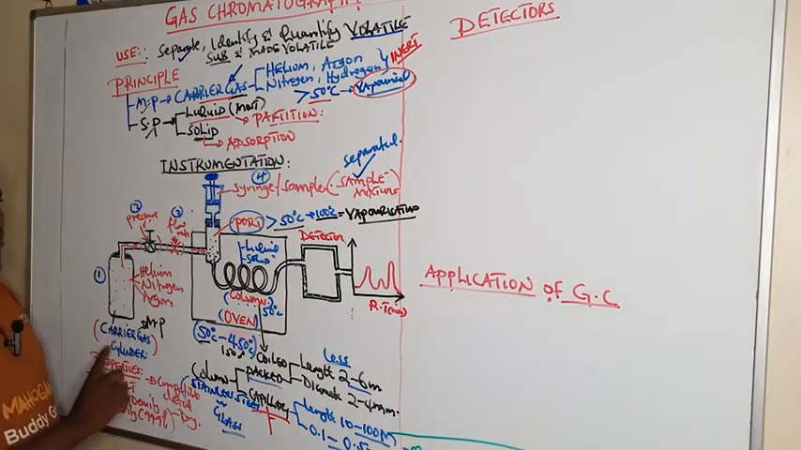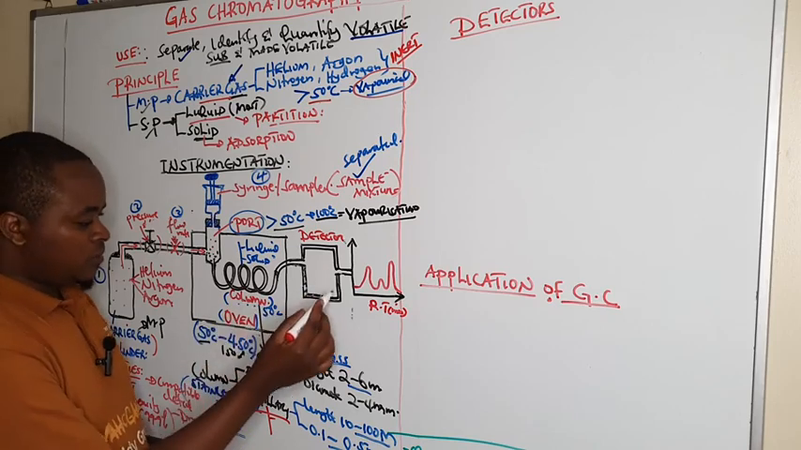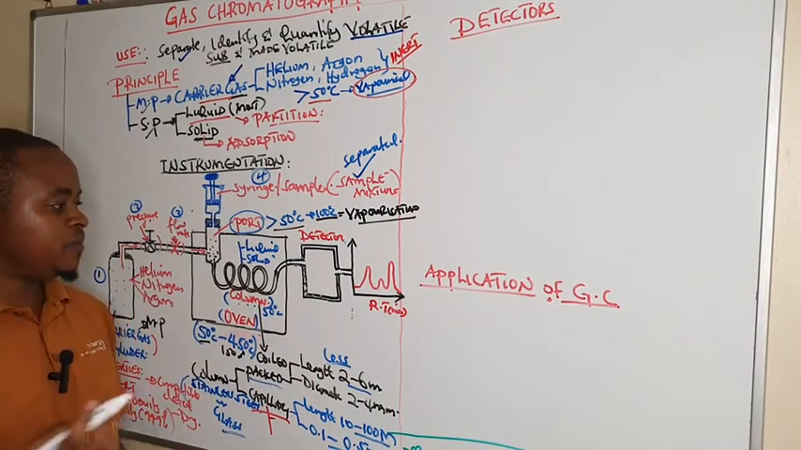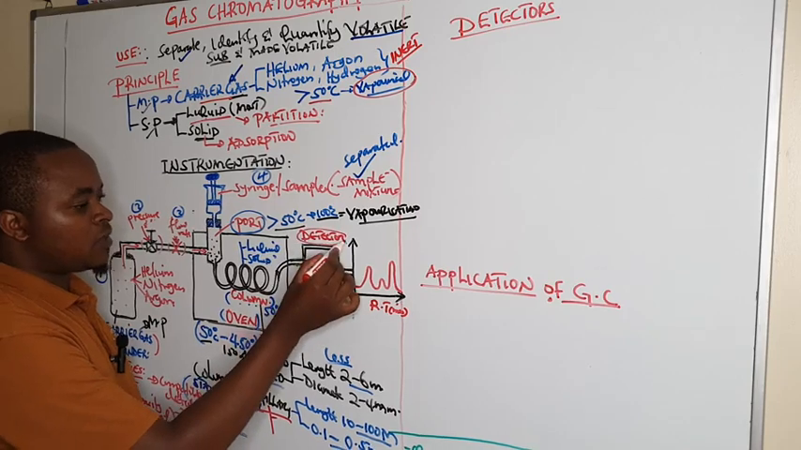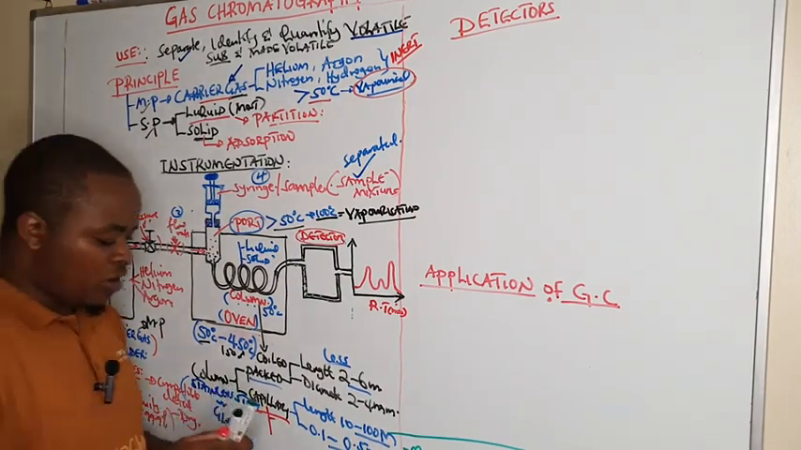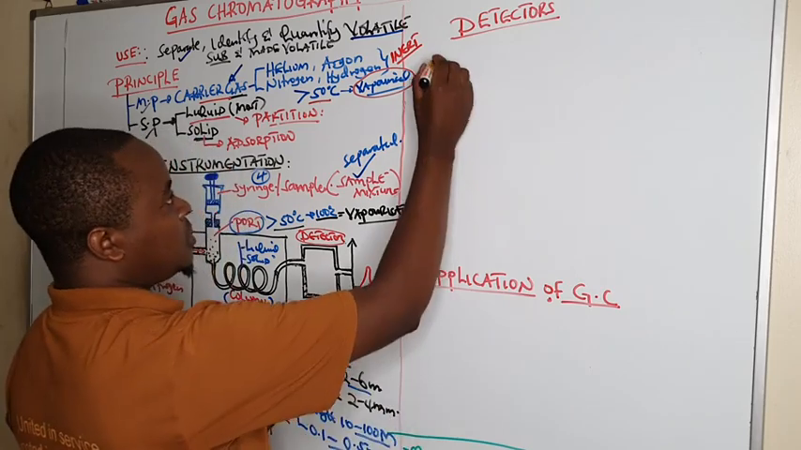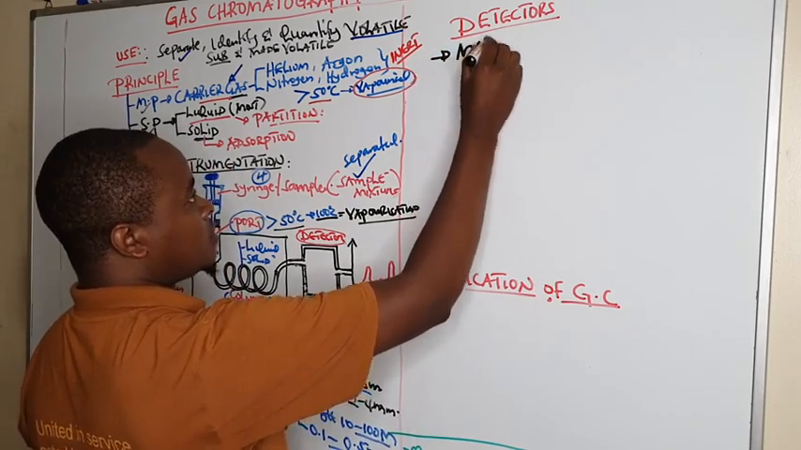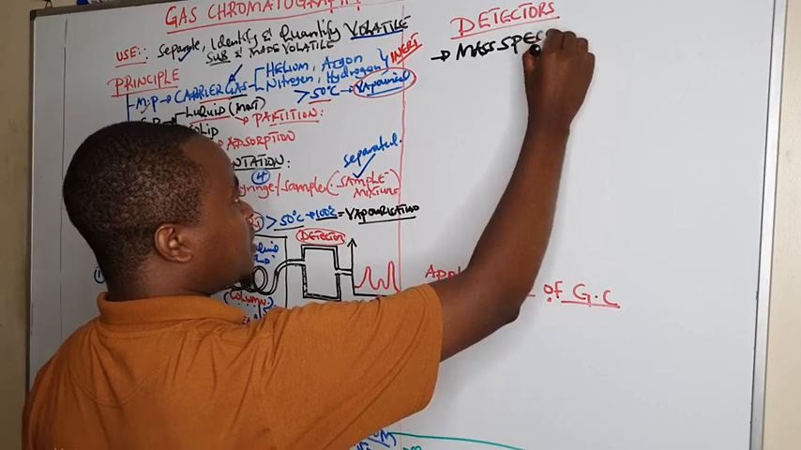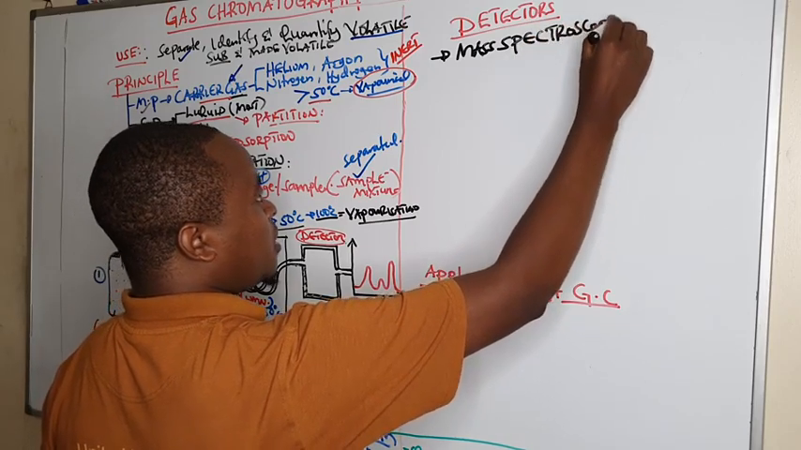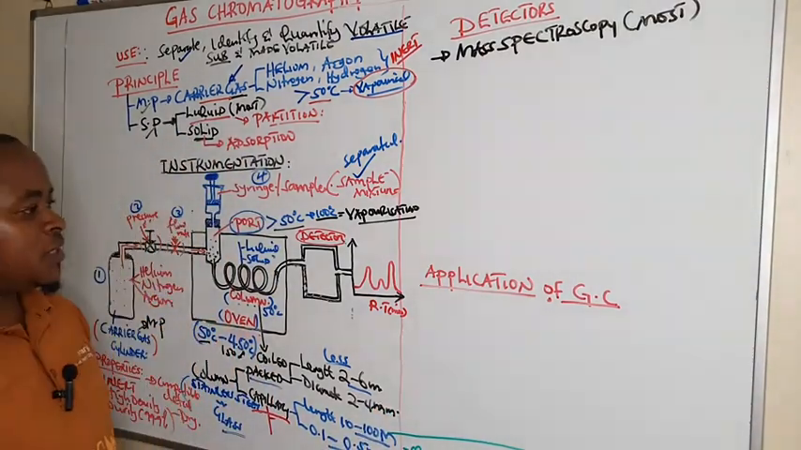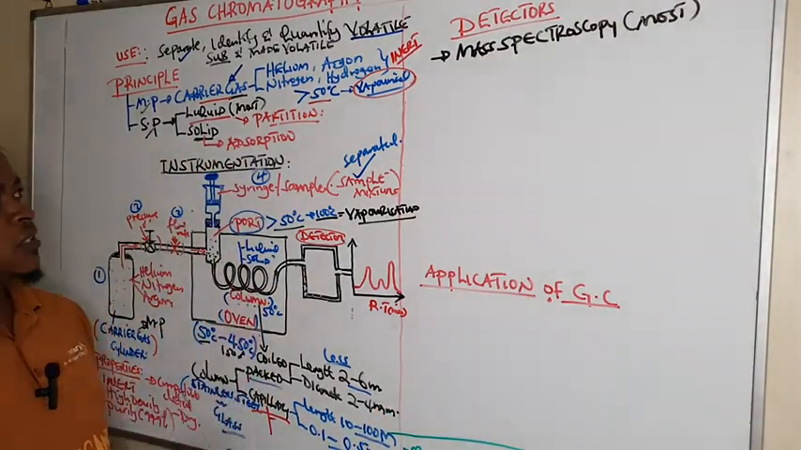So after understanding this, now the element containing the compound to be separated, which is volatile, reaches the detector system. And there are different types of detector system we use in gas chromatography. One of them, which is the most versatile, is mass spectroscopy. Mass spectroscopy is the most commonly used. This is the most accurate method used in gas chromatography as a detector system.